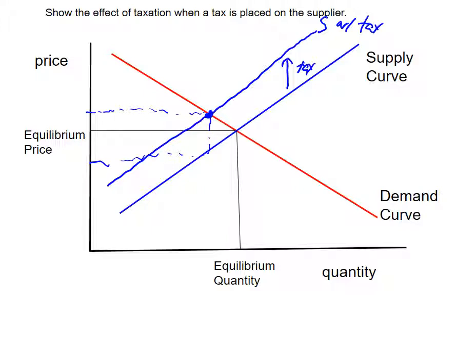Now, from the equilibrium price, it makes sense that the consumer is going to pay a higher price. And it makes sense now that the producer is going to receive a lower price. We bring this down, we can see that quantity has decreased.